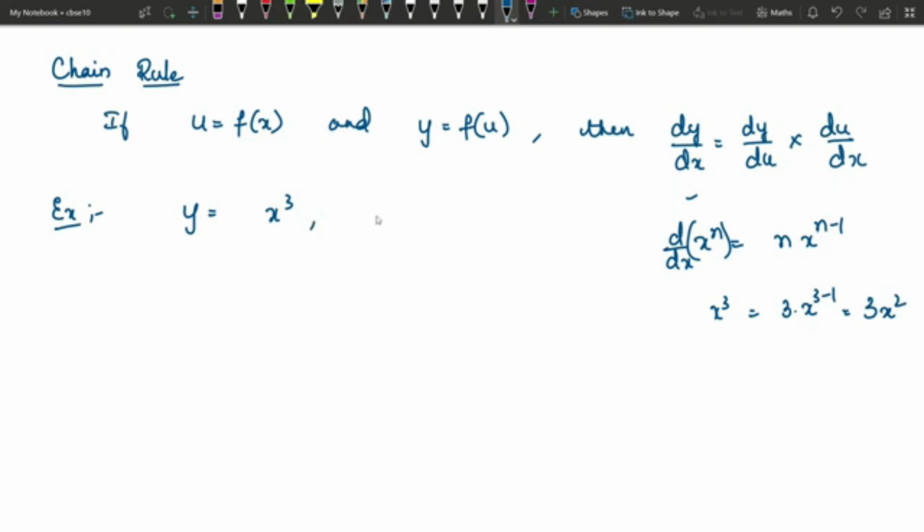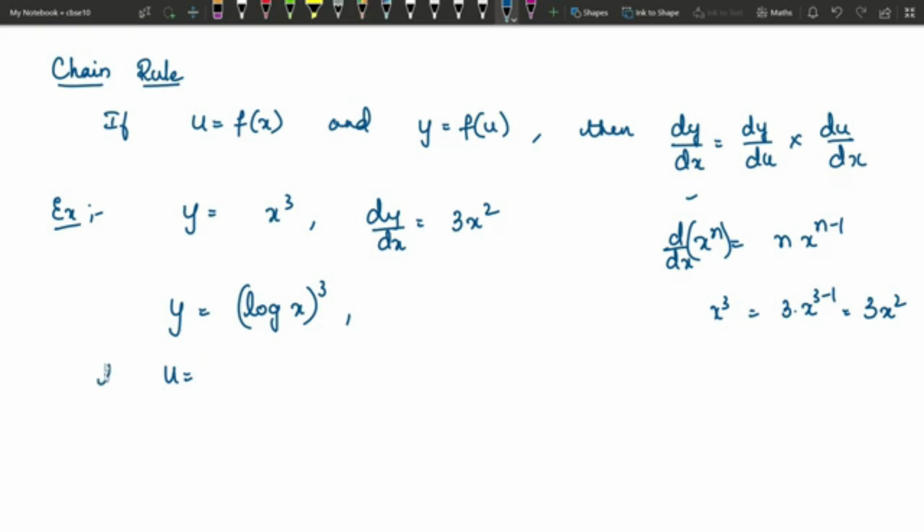This is 3x square. Suppose instead of x cube, you have log x whole cube, that is, you have a cube function on a logarithmic function. When you have a function upon a function, then to find dy by dx, we will first make an assumption. Every time you don't have to make this assumption. I am just telling you what u equals f of x and y equals f of u mean, but while solving, it is not mandatory to do it. This is called the substitution method.